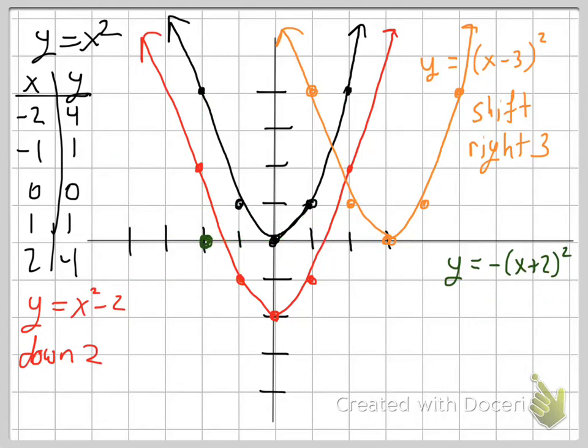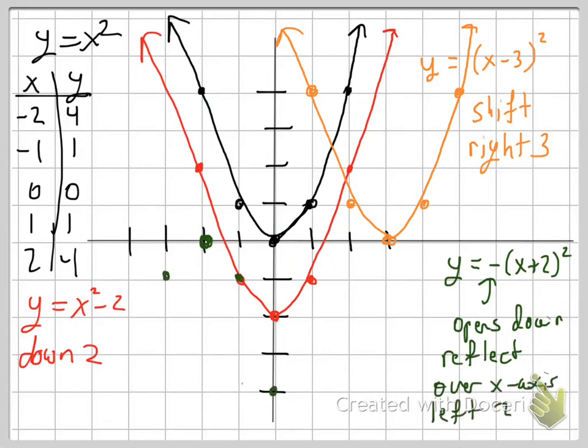The negative says it opens down, which is also called a reflection over the x-axis, and then it's going to go left too. So here's that over 1 down 1, over 1 down 1, over 1 down 3, over 1 down 3 we just mentioned. And there's our parabola. It might take a little bit of practice, but if you can get the general shape of the original parabola, the x squared, then a lot of times we're just moving it around: left, right, up, down. Sometimes we're reflecting it.